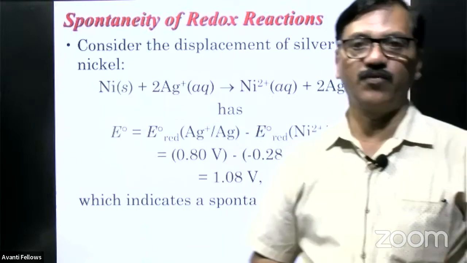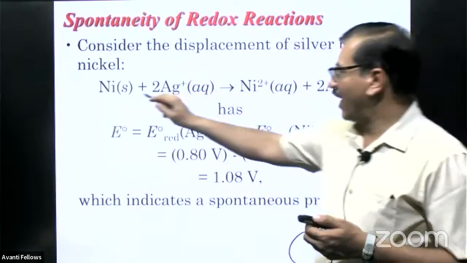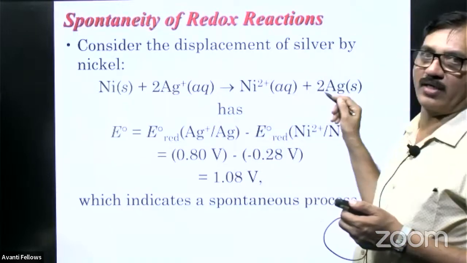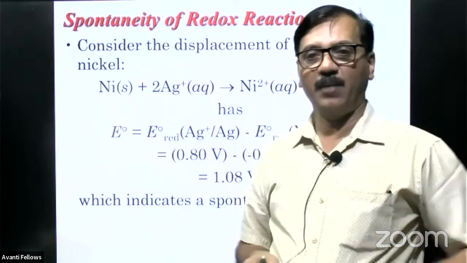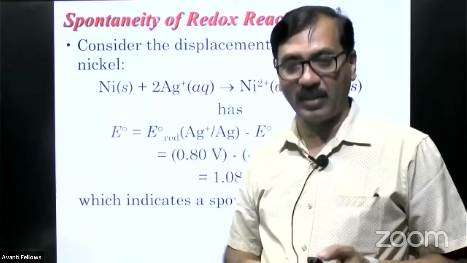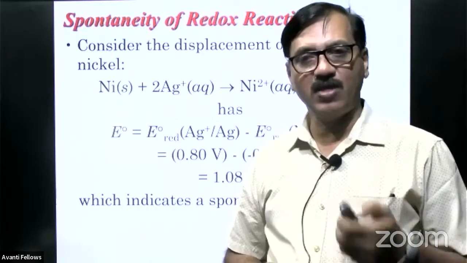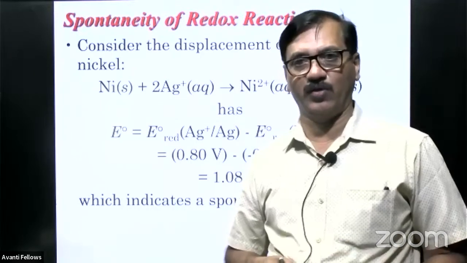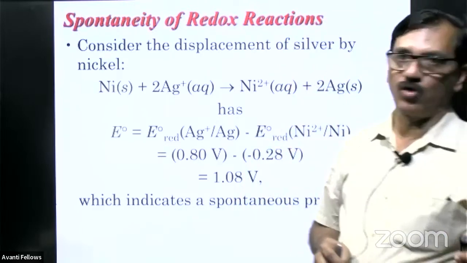E0 value is positive. If the E0 value is positive, that means this reaction is spontaneous. This reaction occurs. So to test the spontaneity of a reaction, arbitrarily construct an electrochemical cell and predict the E0 value. If the E0 value is positive, then the reaction is going to occur. If the E0 value comes out negative, then that reaction won't occur in that way.